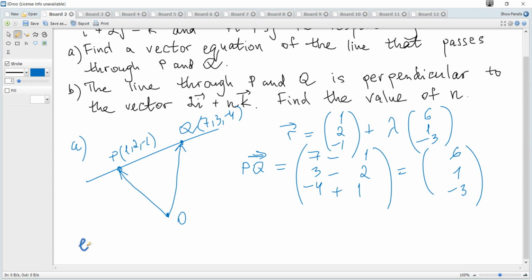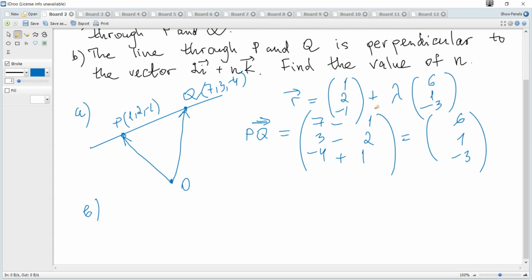And question B: the line through P and Q is perpendicular to the vector. Find the value of n. So if two vectors are perpendicular, we know that their dot product is equal to 0. But which vectors should be chosen? The given vector with coordinates 2, 0, n, and PQ, or any multiple, the direction vector. So PQ, which is 6, 1, negative 3.